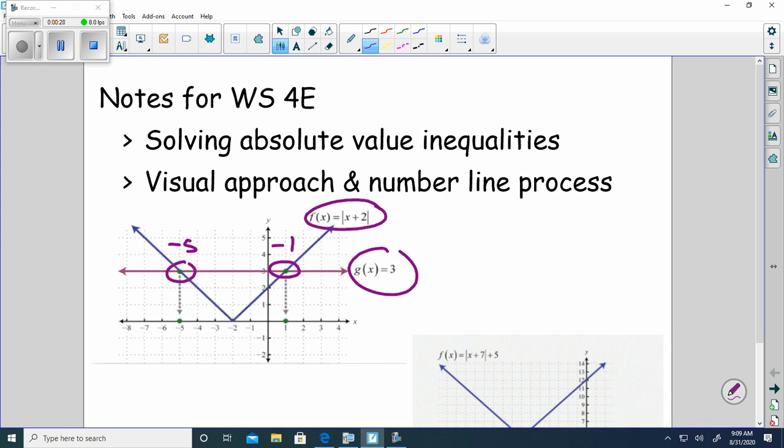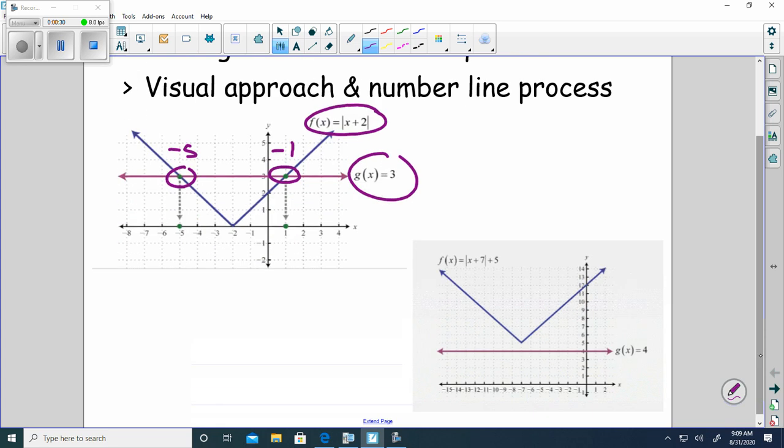But if you scroll down the screen and take a look at the second problem, notice that this equation here and this equation here don't intersect, so there is no real solution, NRS, for this problem because the graphs themselves do not intersect each other. But we're going to go along a little bit more with this and think about what this would look like.